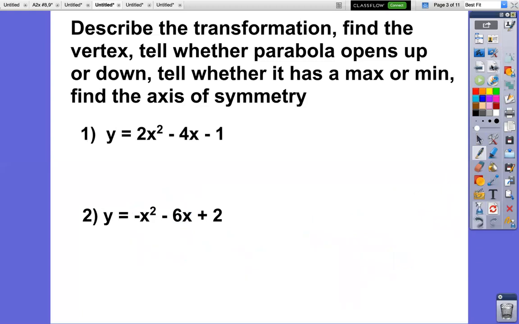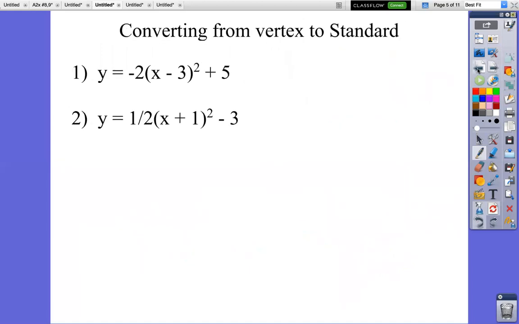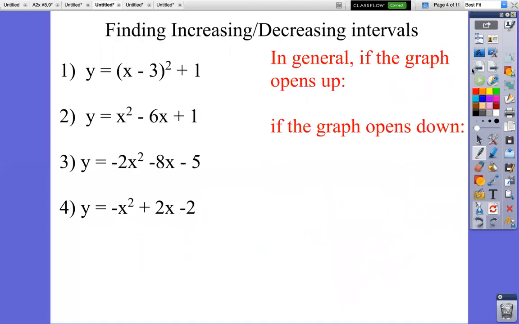Now, we're almost finished for today. Let me see. We've got these two. And I realize we've only got 15 minutes left. Find increasing or decreasing intervals. I started with vertex form. Let's remember, what's my vertex on number 1? 3, 1.